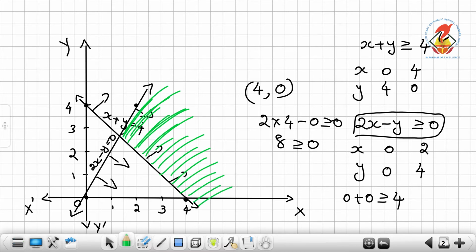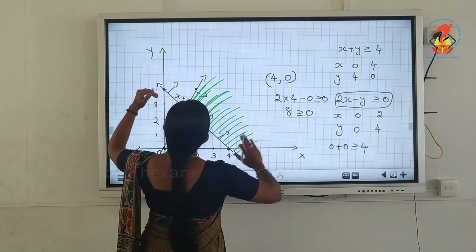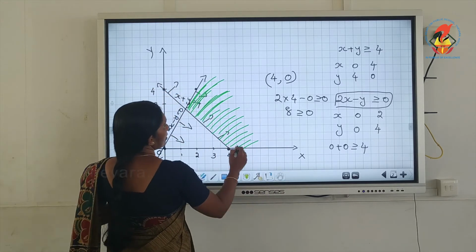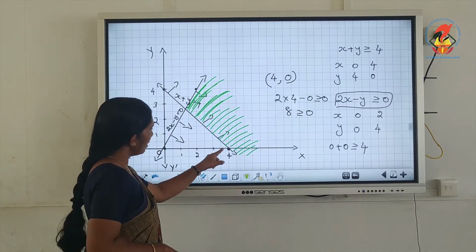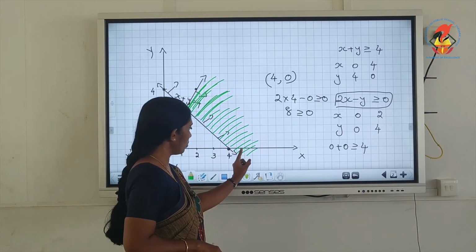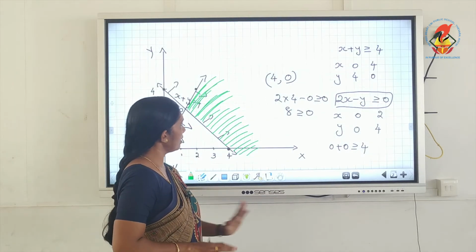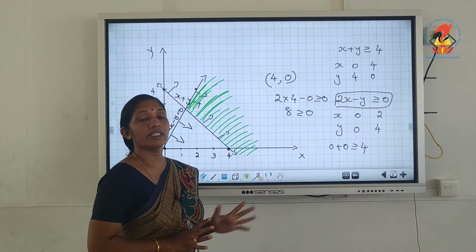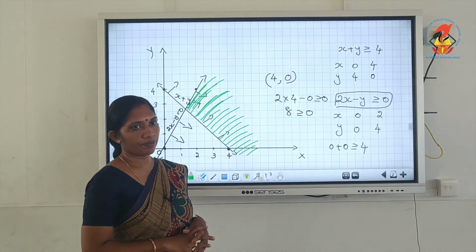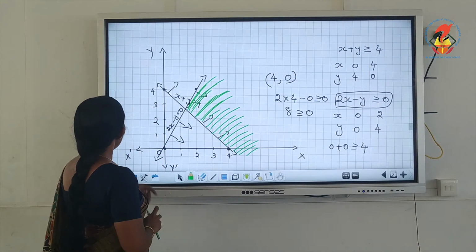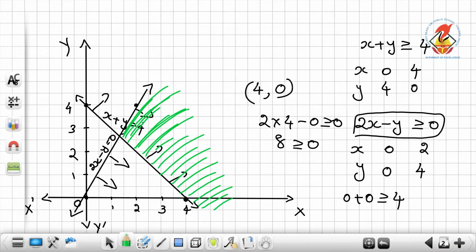Okay, it is here also. For this line, this side, and for this line, this side. So it is this quadrant also. Since my line is only up to here, that's why I drew here. You can extend this. So this is the region and it is an open region. That means it is unbounded. Okay, now we can do the third one.